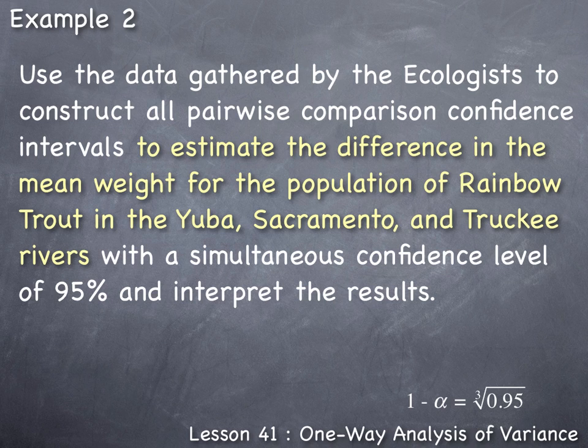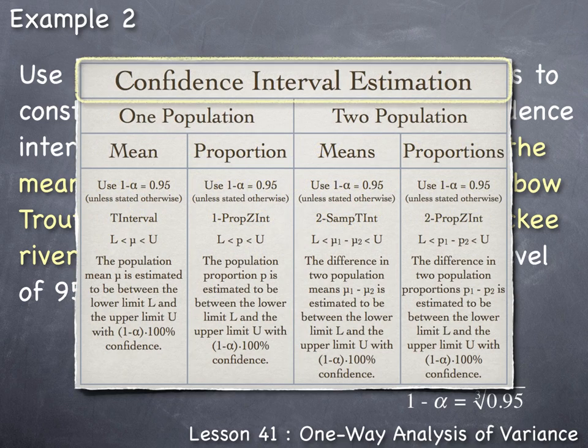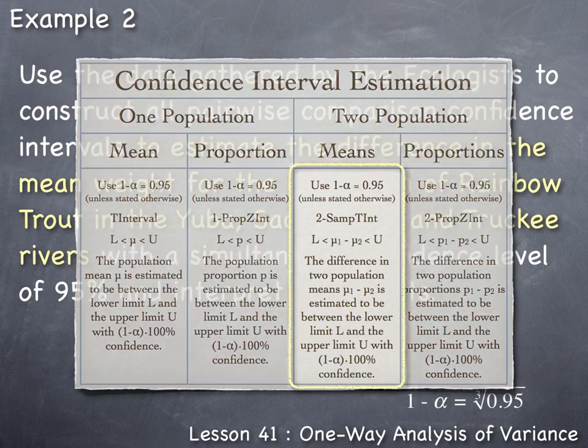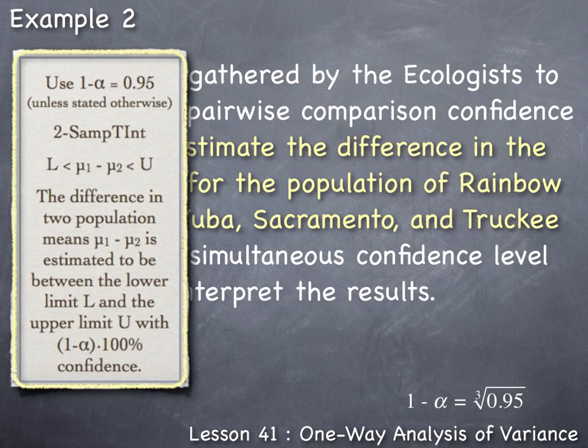Also, to estimate the difference in the mean weight for the population of rainbow trout in the Yuba, Sacramento, and Truckee rivers by doing this in pairs, we need to conduct a confidence interval estimate for the pairs of two population means. Thus, the following guides us through the confidence interval estimate for the difference in the pairs of the population means.